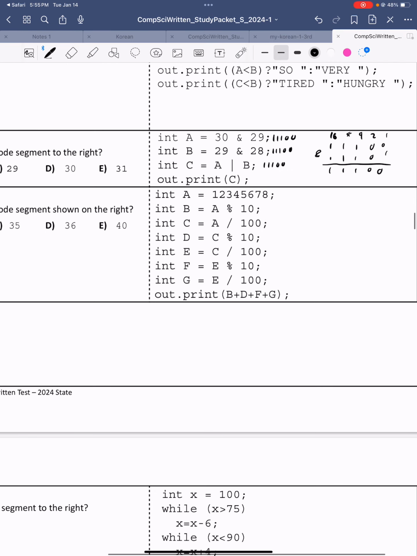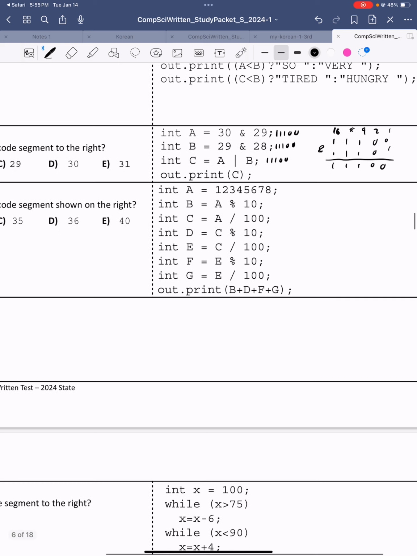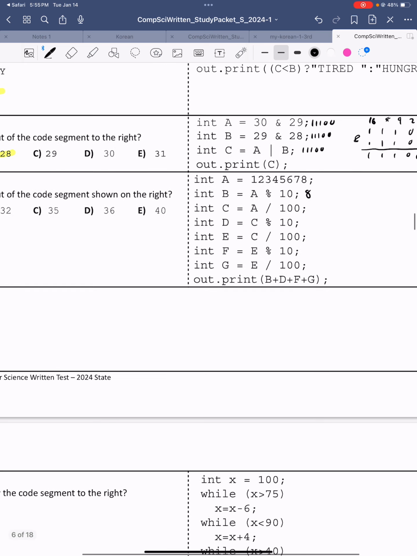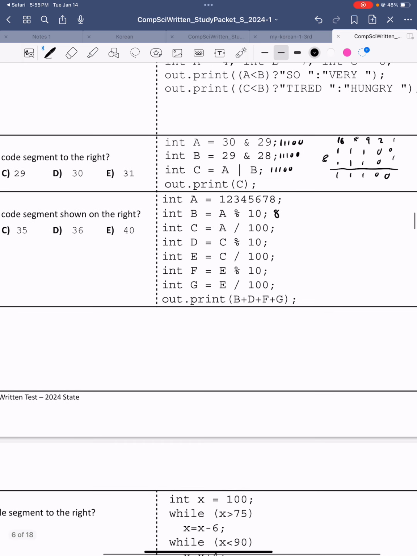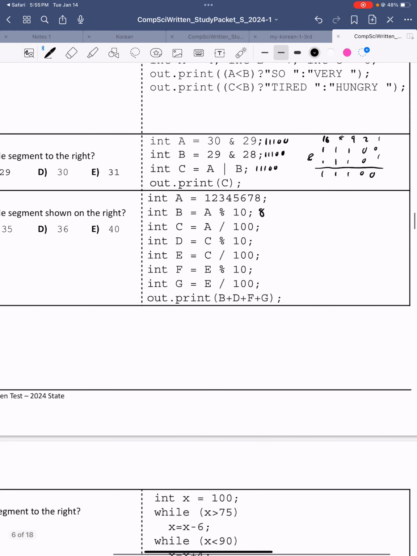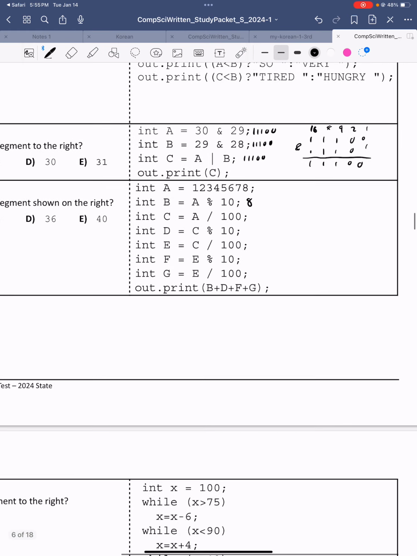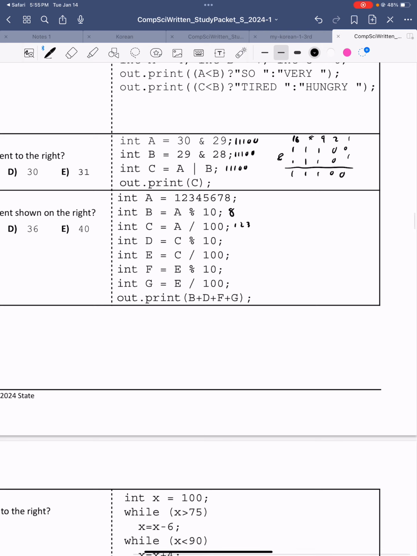So get this one. Okay, well, when we do remainder 10, we always get the ones digit. So it's going to be 8. Now divided by 100. Remember, 100 is an integer and A is an integer, so there's going to be truncation. So we don't care about the last two digits, so it's going to be 1, 2, 3, 4, 5, 6.